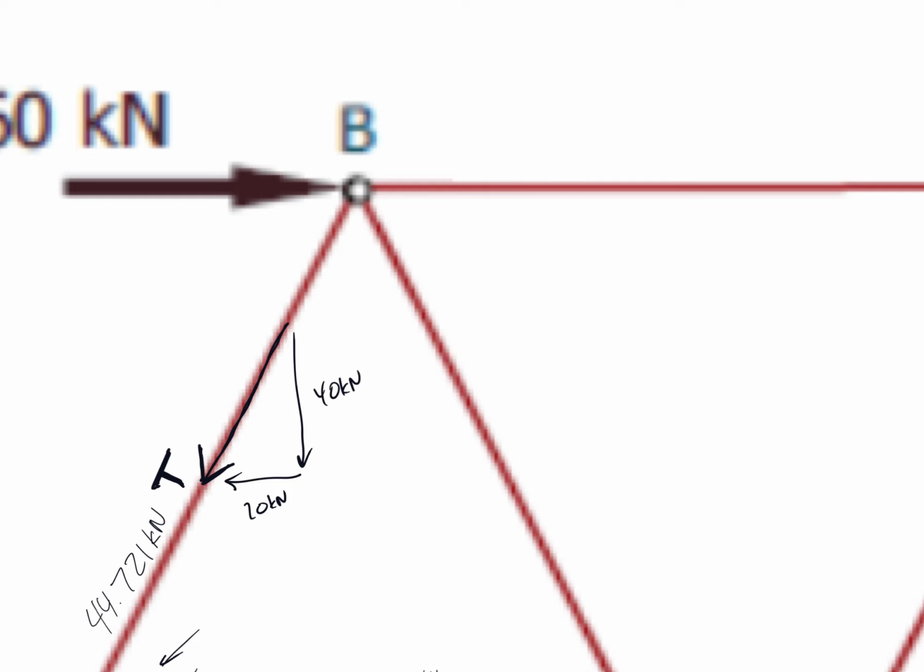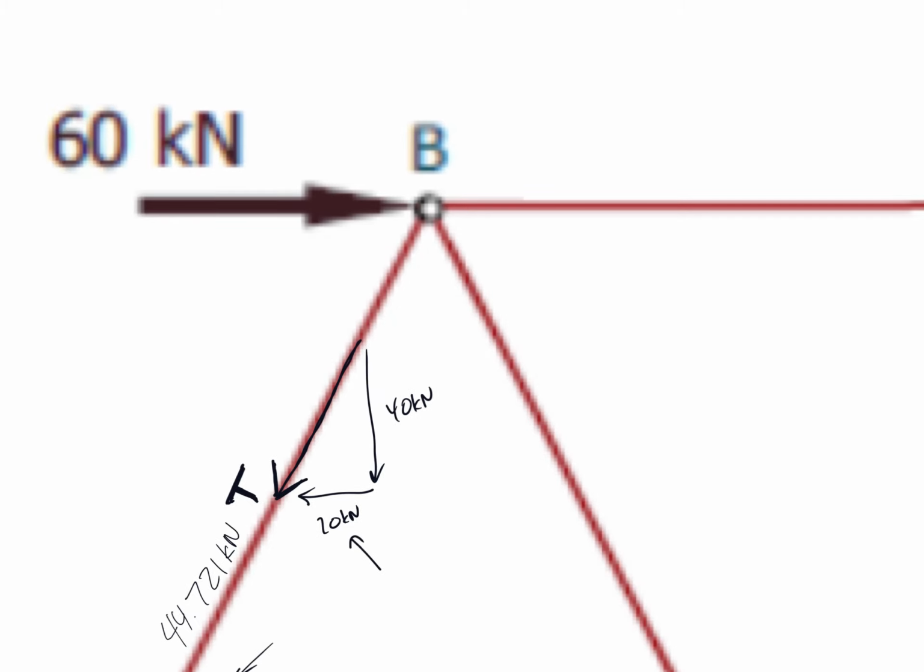Okay, so if we're balancing the x there, I've got 20 to the right here. And I've got 60 to the left right here. Oh, it's hard. They both have components in the x.